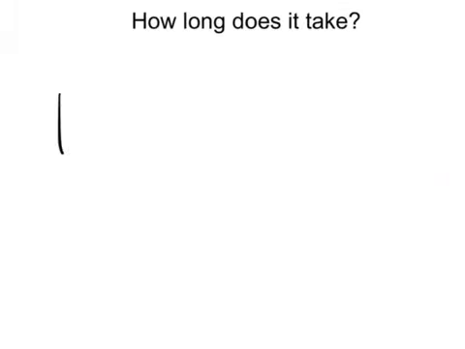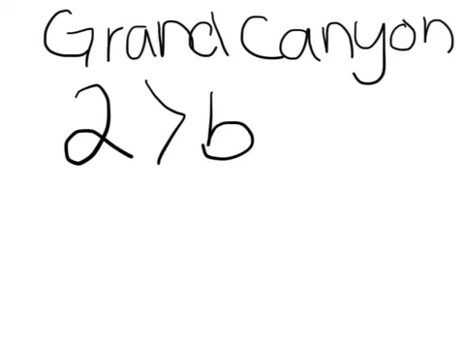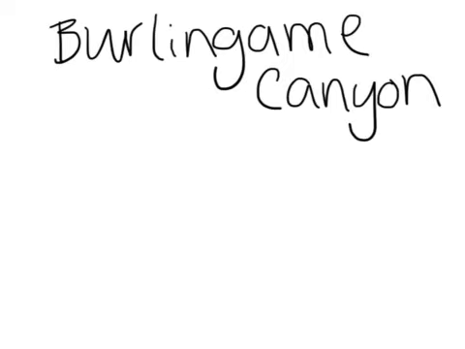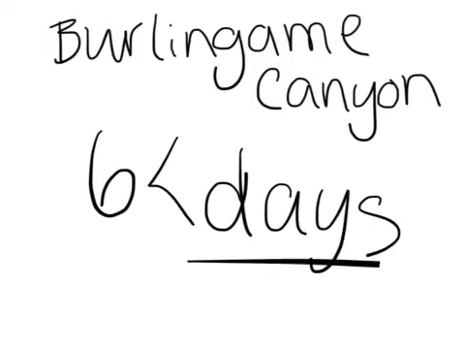A canyon can take anywhere from a few days to a few thousand years to even a few million years to form completely. As an example, the Grand Canyon took more than 2 billion years to form completely, and it's still forming today. One more example is the Burlingame Canyon in Washington. It took less than 6 days to form completely.